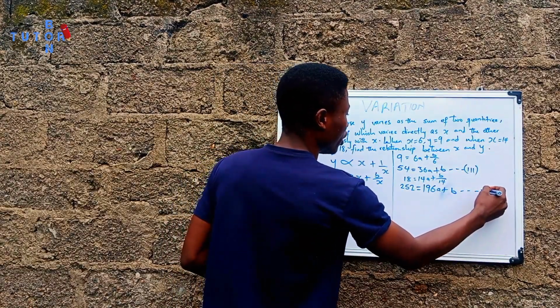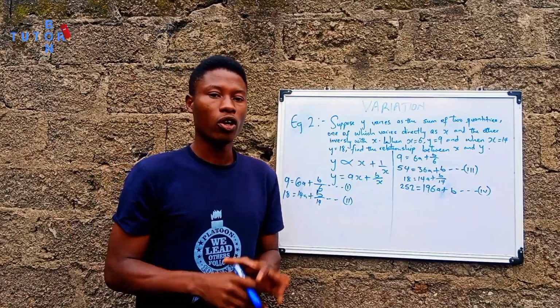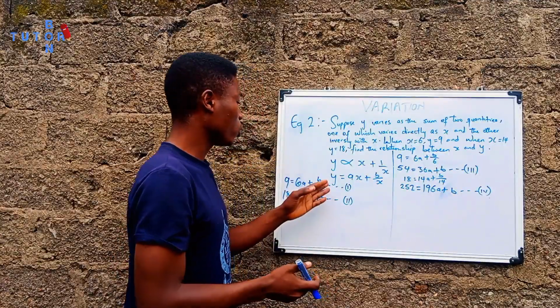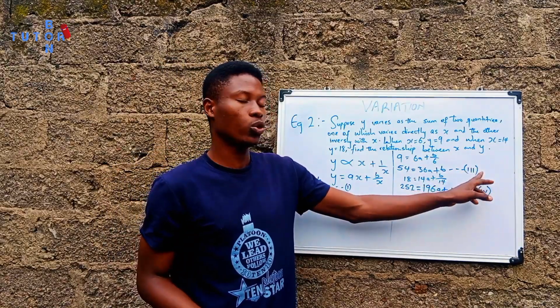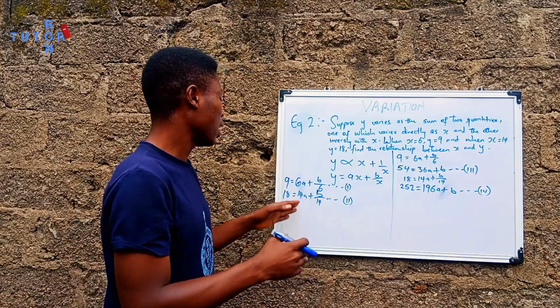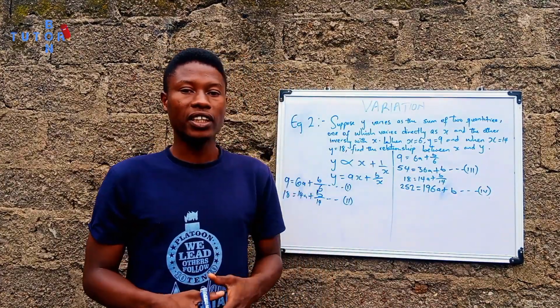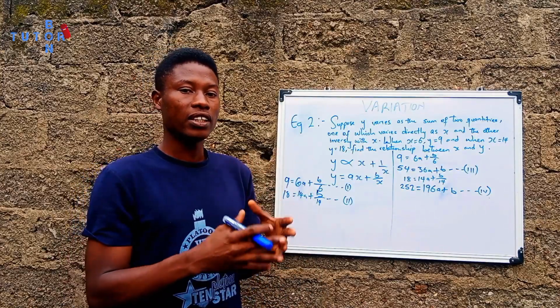I'll call this my equation 4. Please don't get it confused. Your equation 1 is still the same thing as this equation 3. The only thing I did there is I linearized the equation. And your equation 2 also is the same as your equation 4. The only thing I did there also is just that I linearized the equation.